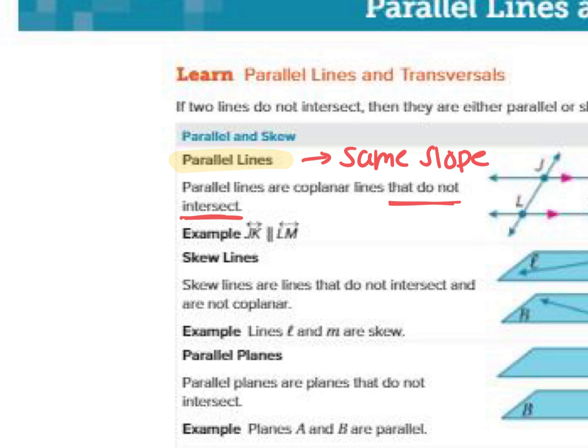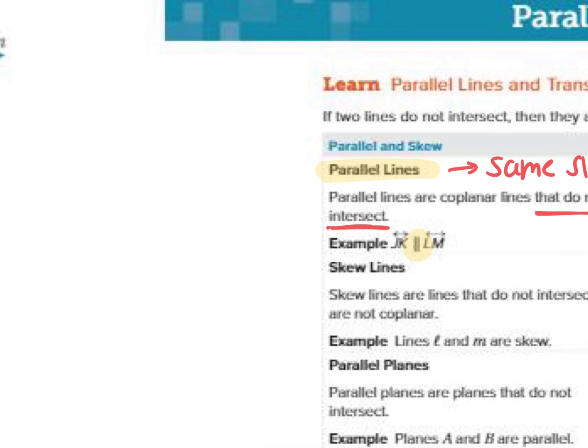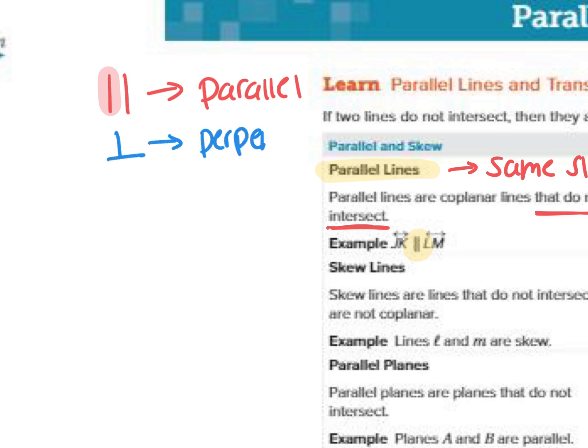In that example, it says JK, and then they have two vertical lines there. That symbol right there, that means parallel. So off to the side there, if you want to make a note, if you have two vertical lines, that means parallel. And then thinking back to previous lessons, another symbol that we used was the upside down T. That means perpendicular. So that's the difference between those two symbols there, okay?